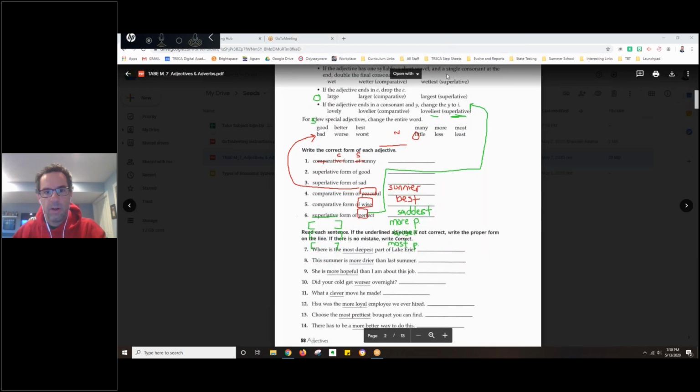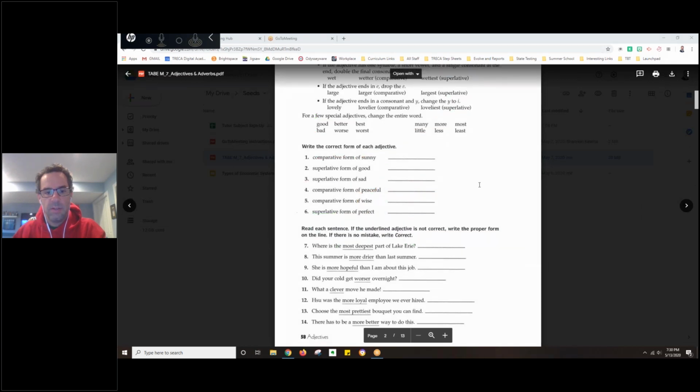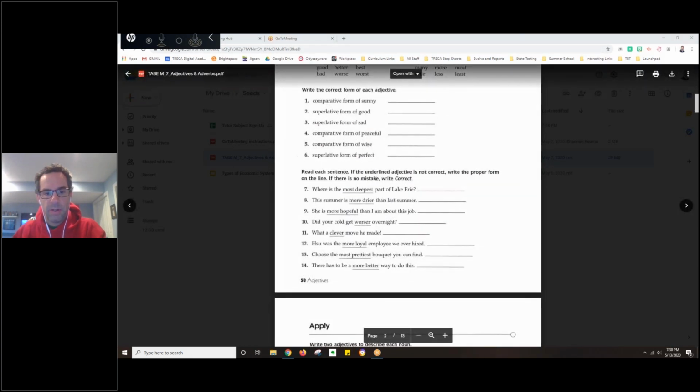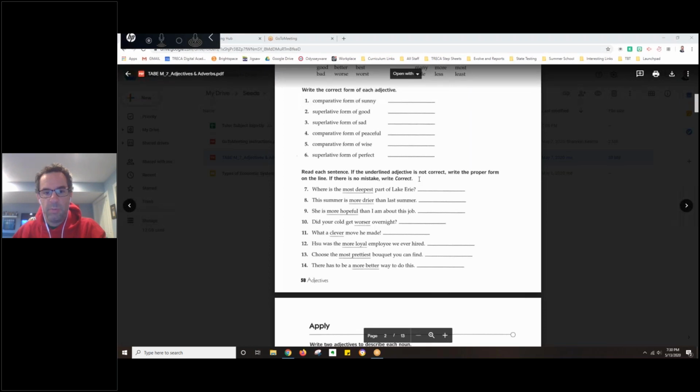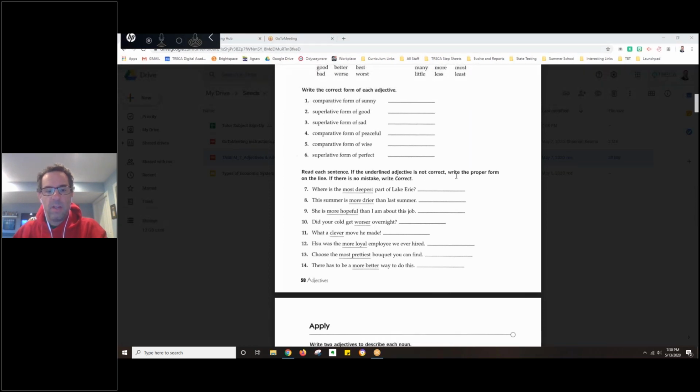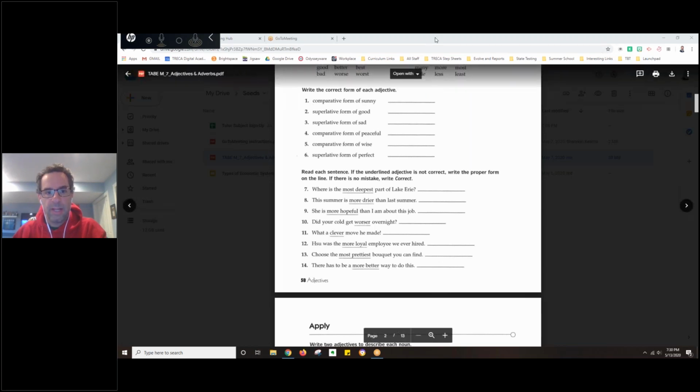So I'll clear off these things. The last part here is reading each sentence. If the underlined adjective is not correct, write the proper form. If there is no mistake, write correct. I'll do 7, 8, and 9 on my own, and then I'll leave you to do 10, 11, 12, 13, and 14 on your own, and then we'll go back and look at them.